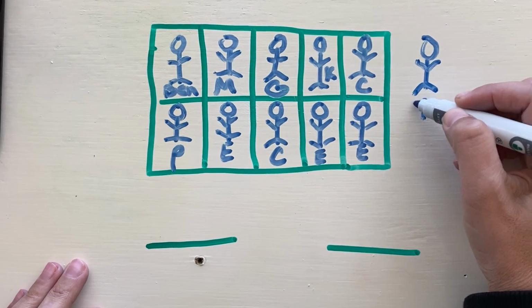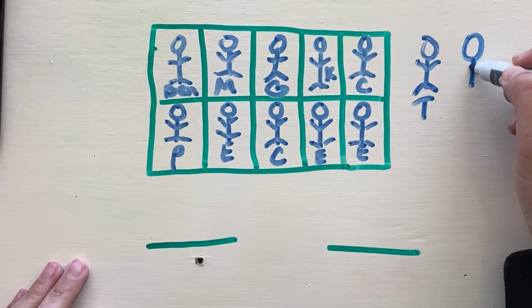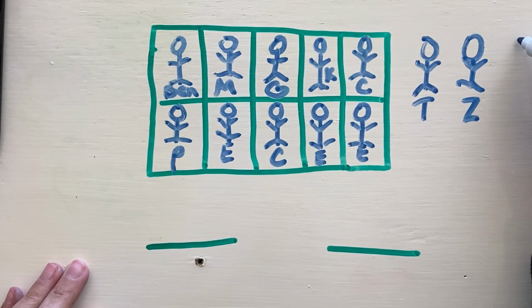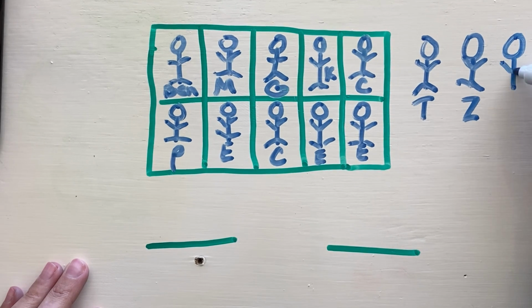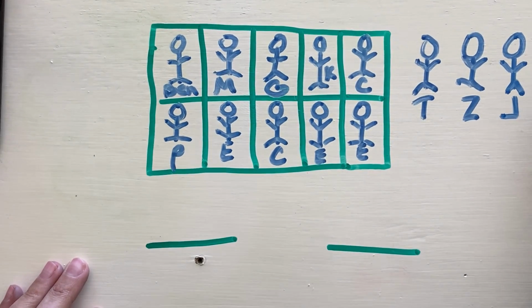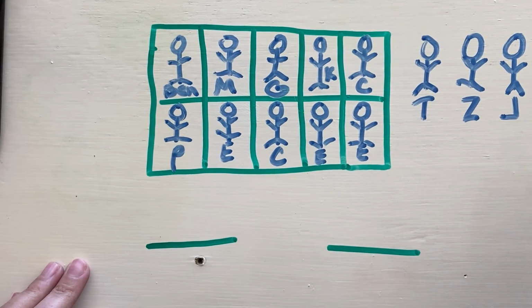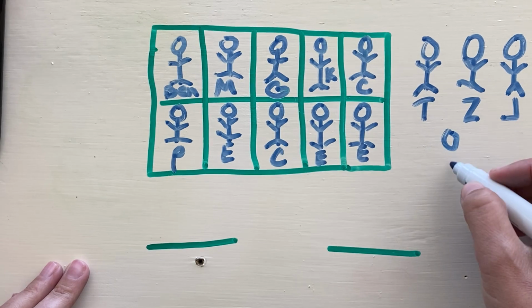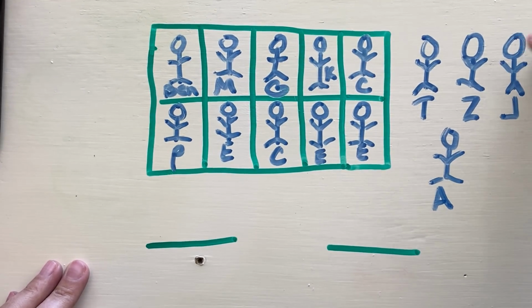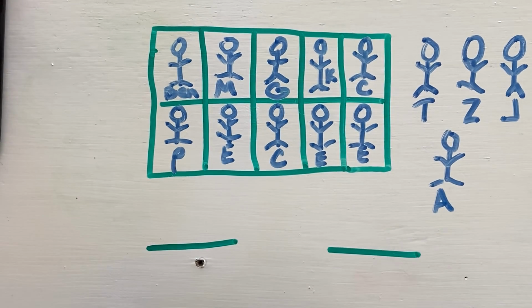So these are Tucker and Zoe and Jack, and we have Alice here. Oops, we can't see Alice. Let's move Alice down here. Okay, and there we have Alice.